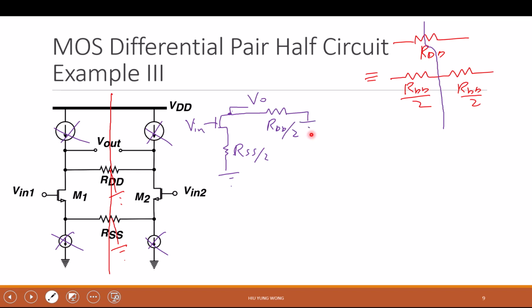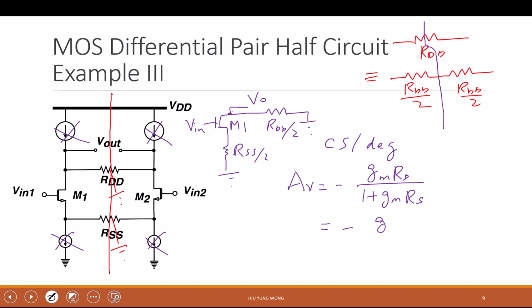And using what we learned before, this can be flipped to the top. Again, it's just a common source, but with what? Good. With degeneration, right? So you got CS with degeneration. And the gain in a CS with degeneration, if you forgot, is just equals to GM times RD divided by 1 plus GM RS, right? Am I right? What is GM in this case?